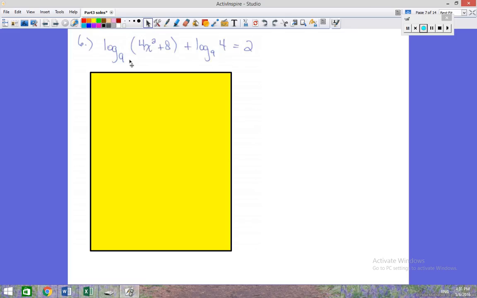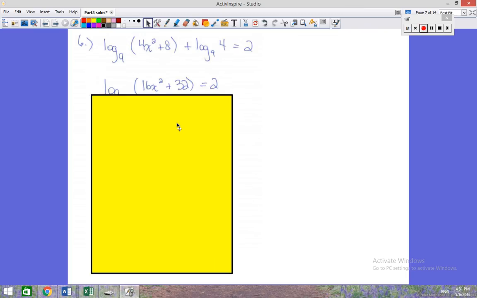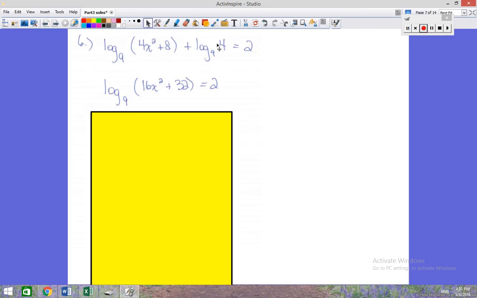One of my properties of logarithms says that if you're adding two logarithms of the same base, you can write it as a single logarithm. So we look at our reference sheet and see that we only have to multiply the arguments together. 4 times this quantity, 4x squared plus 8. When I multiplied those together, the 4 times 4 gave me 16. The 4 times 8 gave me 32.